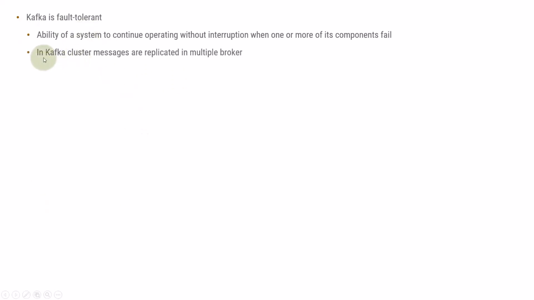In a Kafka cluster, messages are replicated in multiple brokers. Previously we have seen that a Kafka cluster consists of more than one broker, and when you publish a message, the message is replicated in all the brokers based on something called the replication factor. There is a configuration when you create your own Kafka cluster called the replication factor, which we'll see in later videos. But as of now, you need to understand that it allows you to replicate your messages in multiple brokers.